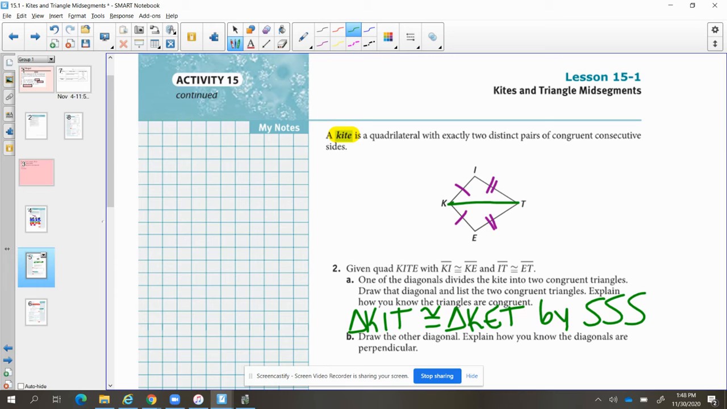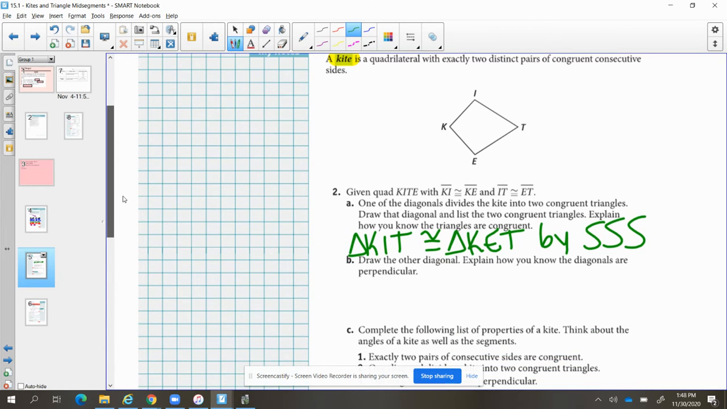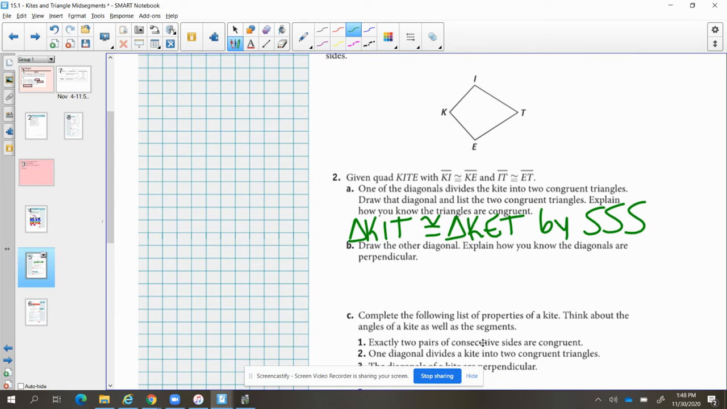And we know from the last chapter that if these two triangles are congruent, then all these other opposite angles are going to end up being congruent because of CPCTC and some things like that. So there are some features of a kite that we would want to know, and a couple of them relate back to what we were just talking about. We have the two pairs of congruent consecutive sides. We talked about that. That's number one in part C. One diagonal is going to divide the kite into two congruent triangles. That's what we just talked about up above.